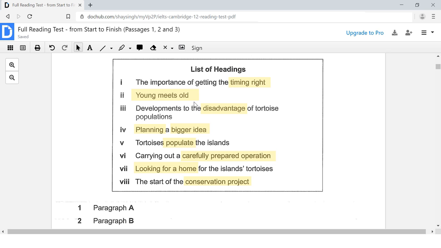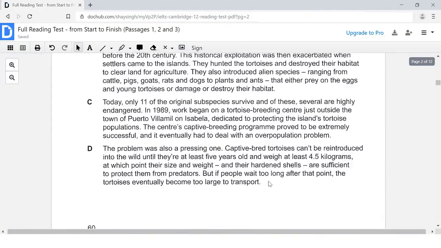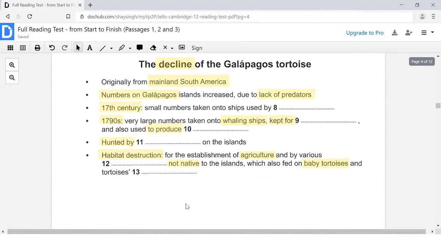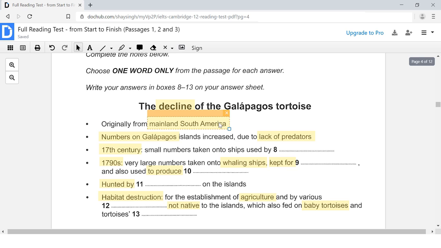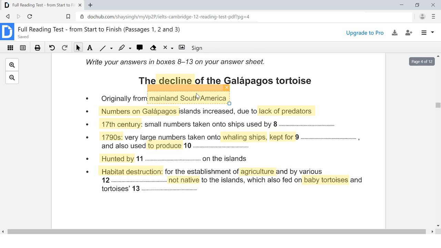Timing right, young meets old, disadvantage, planning a bigger idea, tortoises populate the island, carefully prepared operation, looking for a home, and conservation project. Those are the keywords. We're going to have them in the back of our minds while we look for our answers to these easy questions. So here, I'm going to start off by looking for mainland South America, because that's a proper noun, and then also Galapagos. And that will tell me, actually, you know what? I don't need to do that.